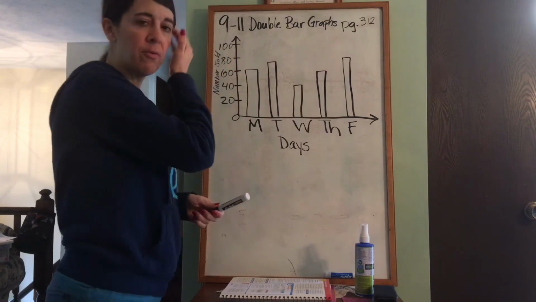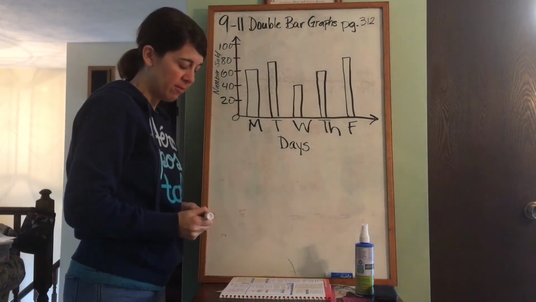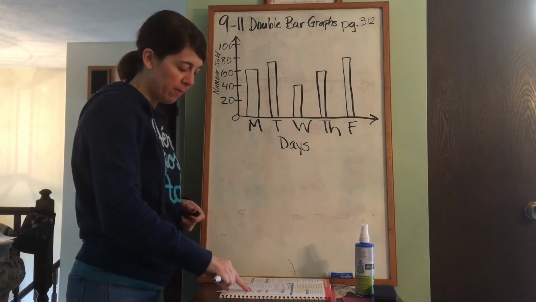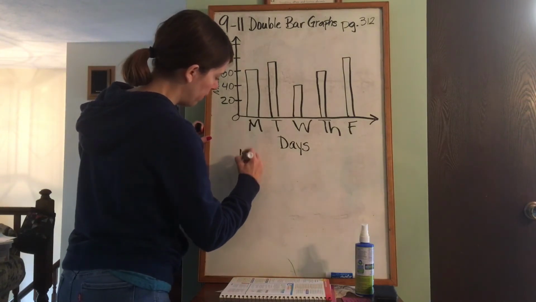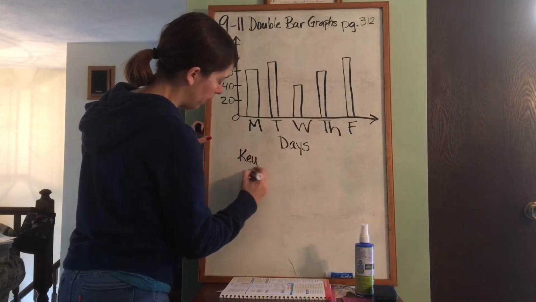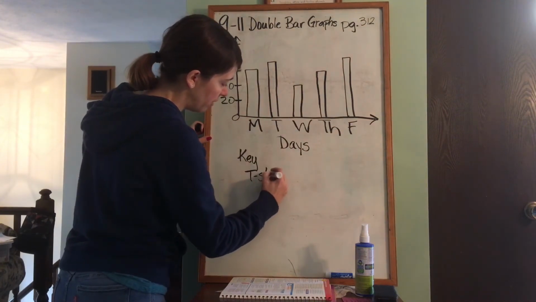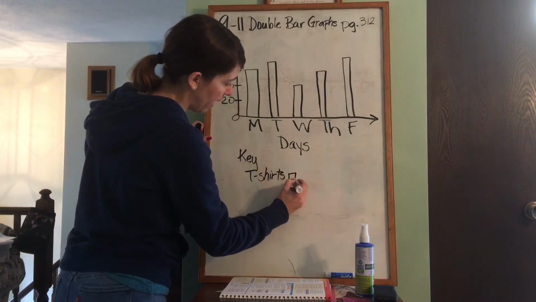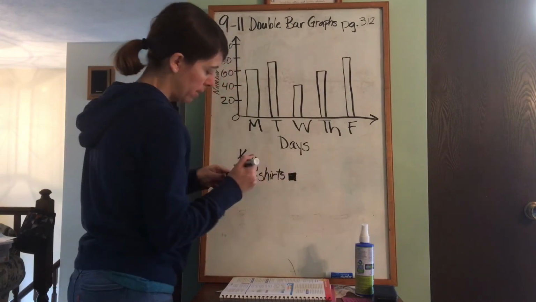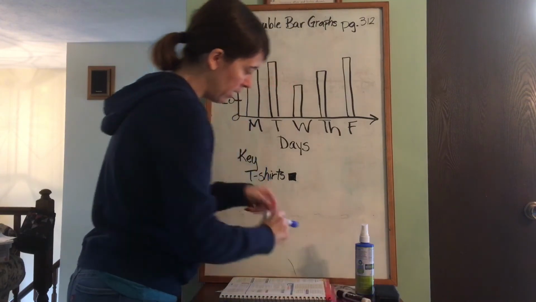And we use 2 different colors here to show the 2 different sets of data. You'll notice on their bar graph, they put a key, so we will do that as well. So t-shirts, which was the data that we just put into the graph, was done in black. And then we'll put sweatshirts in blue.